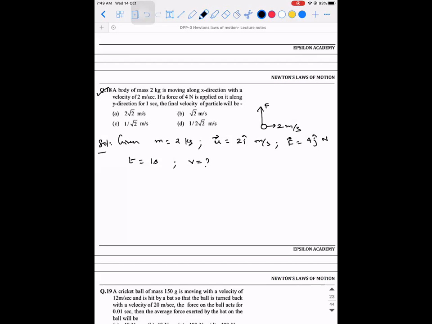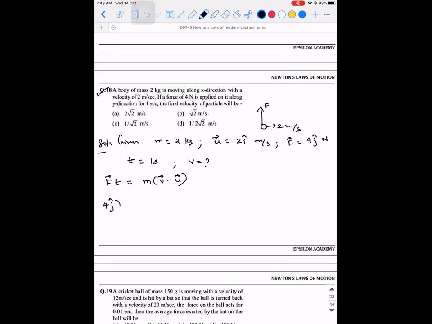So how many of you solved it, or you're not getting an idea at all? Sir, is it 2 root 2 meter per second? That's right. 2 root 2 meter per second is right. So how to do it? Wherever force and time is given, what comes to our mind? It is change in momentum. So impulse is equal to change in momentum.